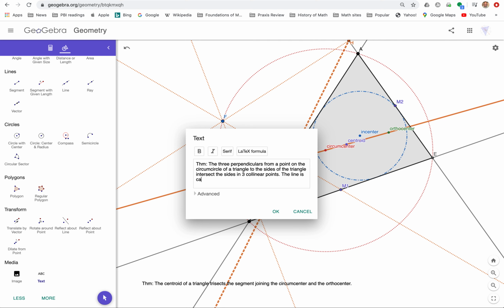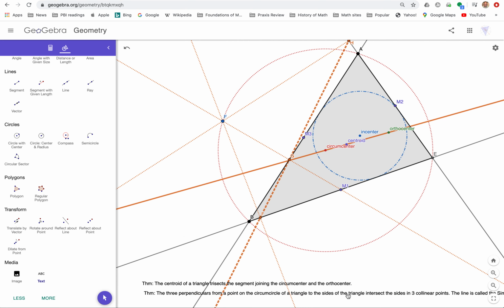The line is called the Simson line. Simson, no P, just S-I-M-S-O-N. So, we have these two results that we've just kind of seen here in GeoGebra. We kind of justified that they're true. So now we want to prove them and think about how do we know that they are always true. So we will do that in a different app in just a moment.